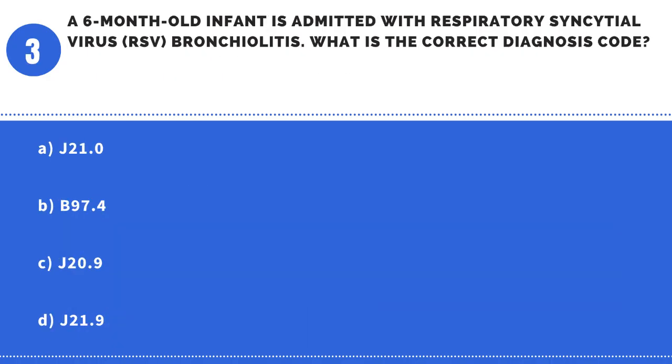Question 3. A 6-month-old infant is admitted with respiratory syncytial virus, RSV, bronchiolitis. What is the correct diagnosis code? A. J21.0. B. B97.4. C. J29. D. J21.9.